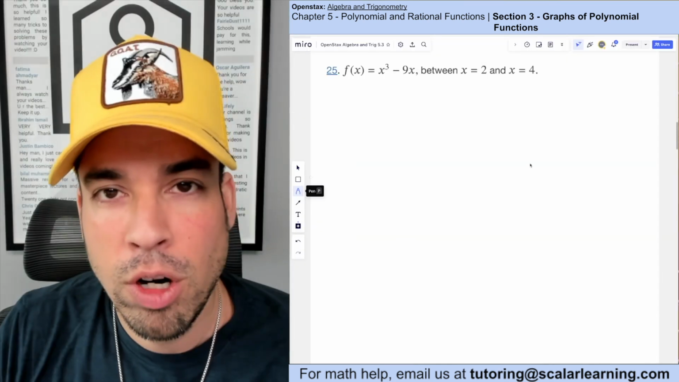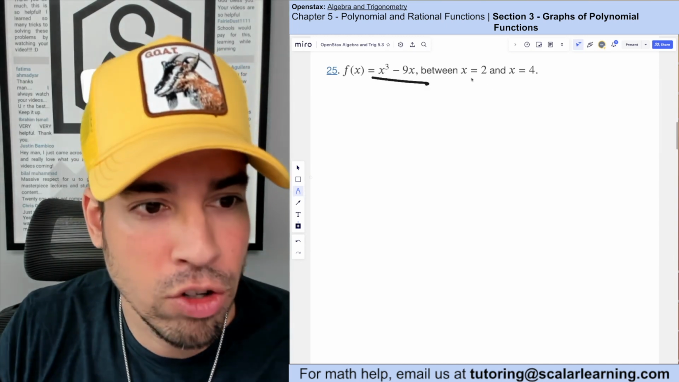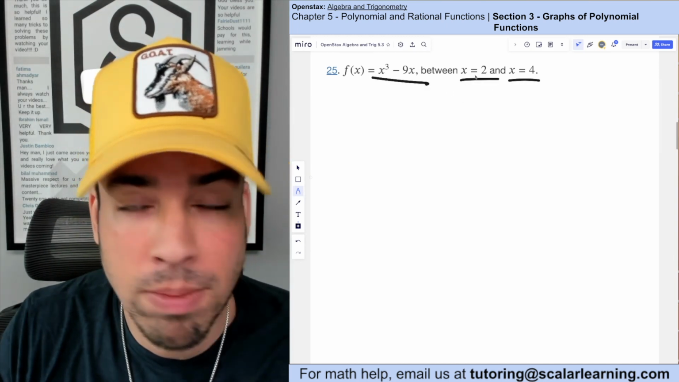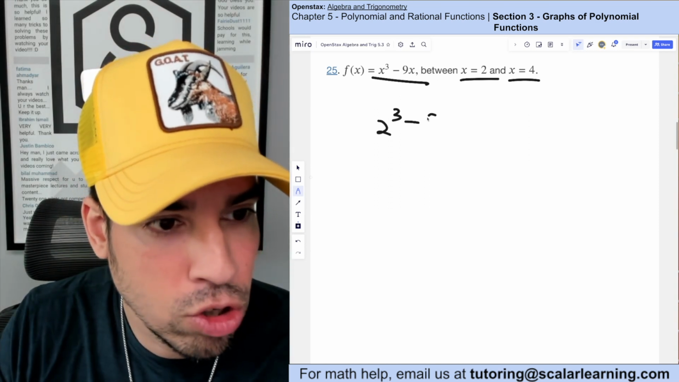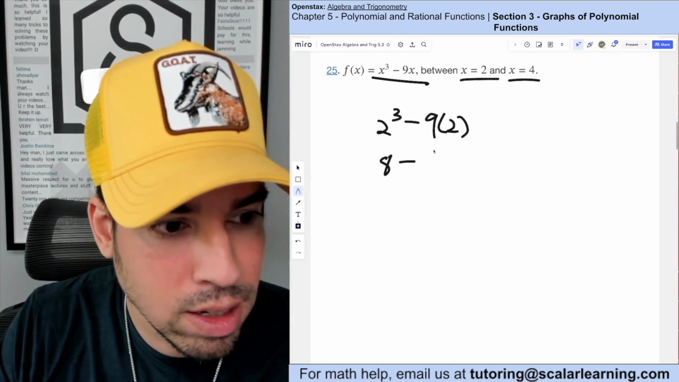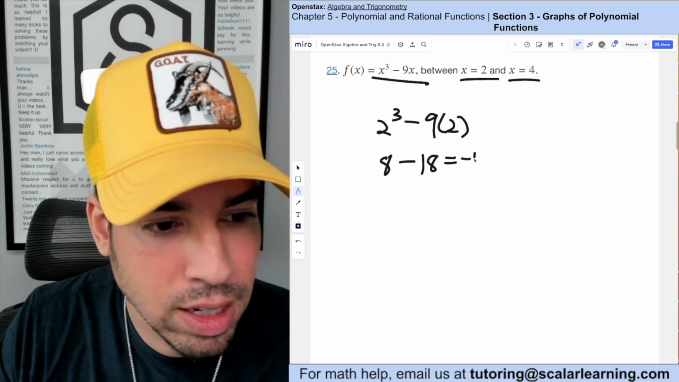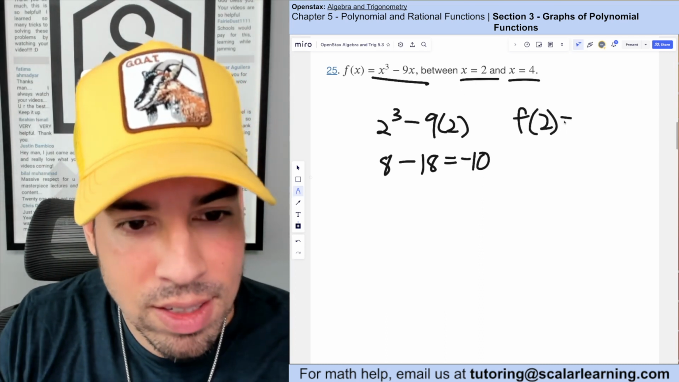Boom, done. So here we're going to use the intermediate value theorem to show that there must be at least one 0 between 2 and 4. So what I'm going to do is first figure out what is the function value at 2. So I'm going to plug it in. That's 2 cubed minus 9 times 2, which is 8. 2 to the 3rd is 8, minus 18, which is -10. So my function value at f of 2 is -10.